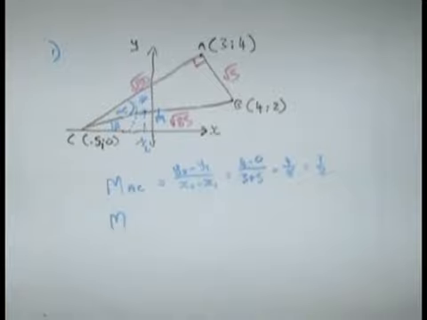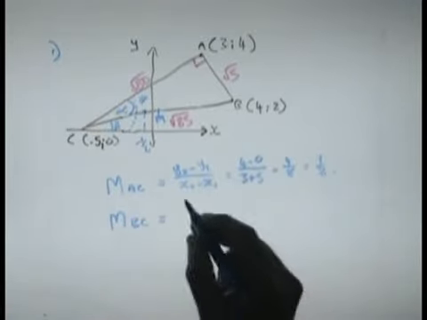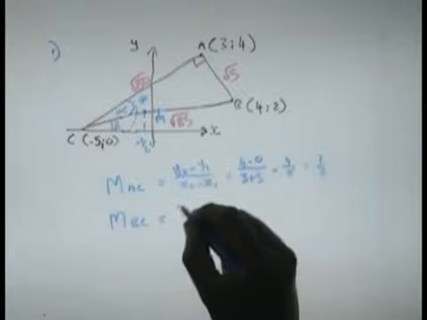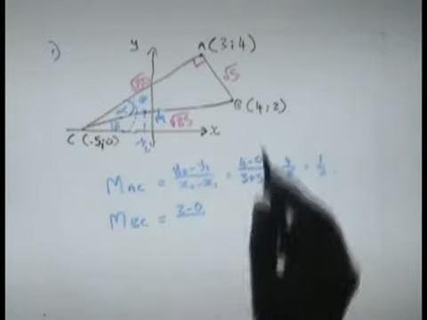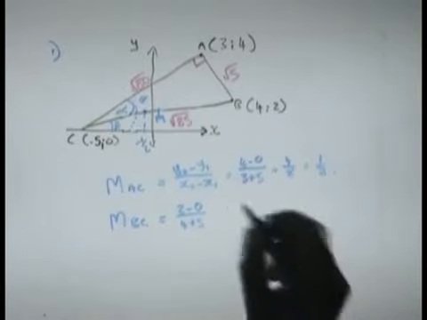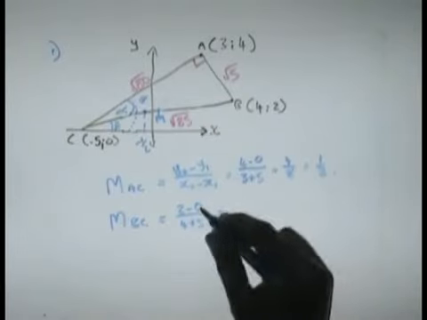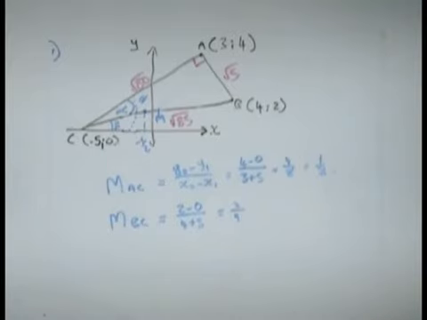My gradient of BC is going to be given by, again, y2 minus y1. In this case, it's going to be 2 minus 0 over 4 minus minus 5, or 4 plus 5, which is going to equal 2 minus 0 is 2, 4 plus 5 is 9, 2 over 9.